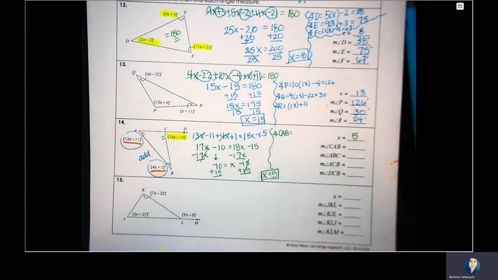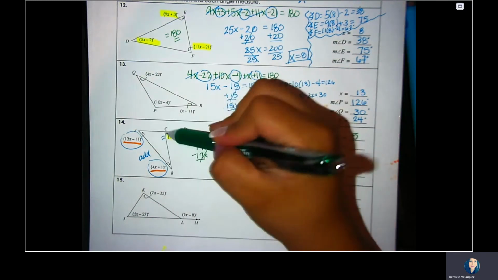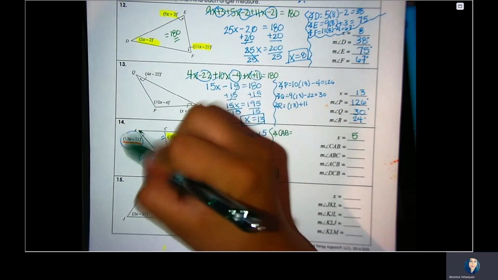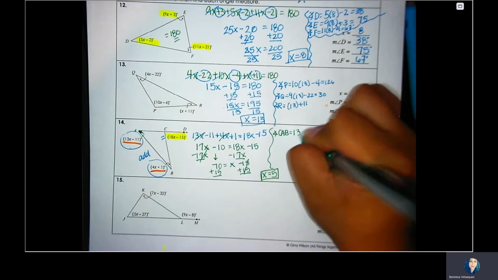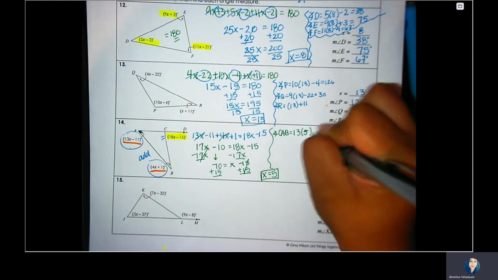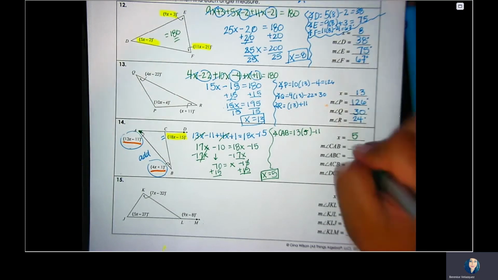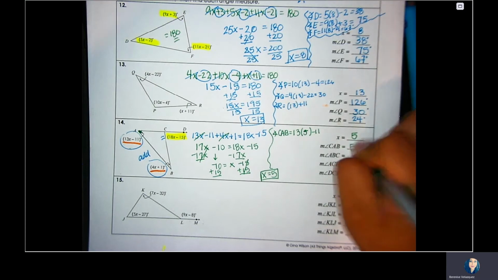Now this is where it gets a little bit difficult because you have to figure out which one is going to be the correct one. So CAB in the picture follows C, A, and B. This corner right here. So that's going to be this value, 13 times 5 minus 11. If I don't pick the right one, I'm not plugging into the right one, and these answers are wrong. Okay, 13 times 5 minus 11 is going to give me a value of 54.